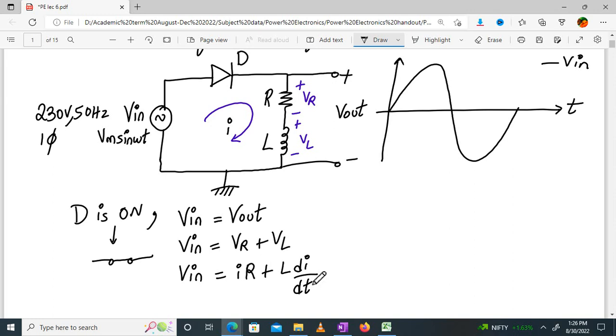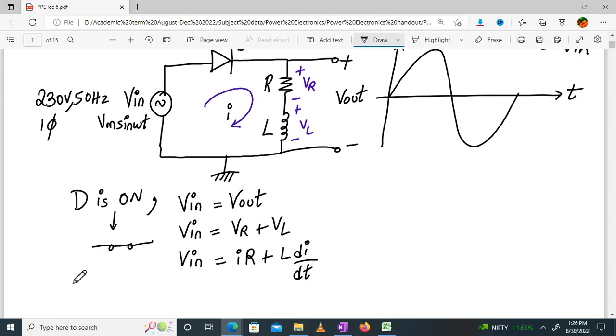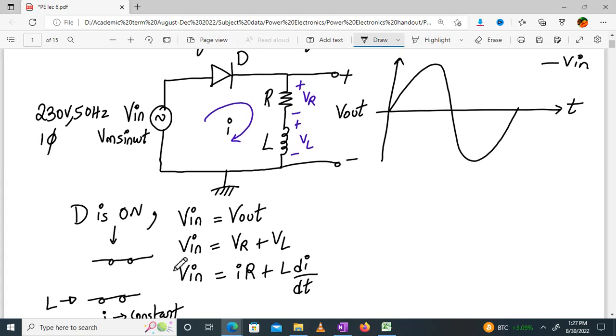And one more thing I want to share with you all. When will the inductor act as a short circuit? Whenever the current flowing through the inductor is constant. Why? Because the derivative of a constant is 0. So whenever current is constant, the inductor will behave as a short circuit. This you remember. So far this equation is clear to you.